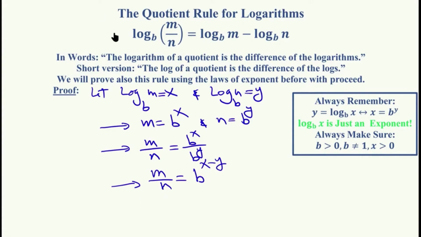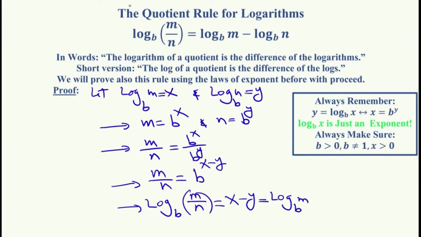And basically our use of the exponential form has been exhausted, so we put this back into logarithmic form now. So we get log base b of m over n equals x minus y. Now if we substitute log base b of m for x and log base b of n for y, we end up with log base b of m minus log base b of n. And we have just proven what we wanted to prove.